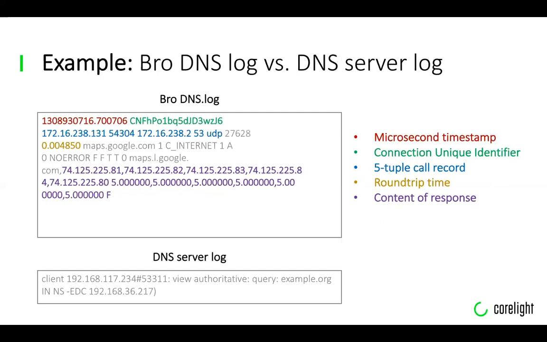Here's a great example of where you can see the depth difference. On the top, with the colored fields, you see a Bro DNS log. So this is the actual information you would see in a DNS log from Bro. The bottom, you have an example of a DNS server log. Already you can see that Bro is giving you a lot more information here. You're getting things like the 5-tuple call record, so a full account of the call record, the round trip time, which can help you understand things like latency that might be happening in the system, and in purple there, the content of the response, which is hugely important because in a DNS server log, you're not actually getting the response of what was said, which is critically important in a security context. So already you can see the depth difference that Bro logs offer.